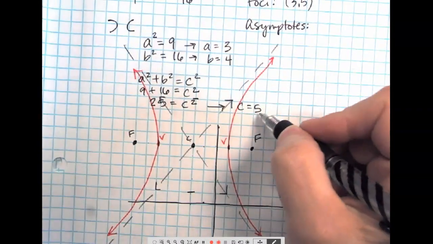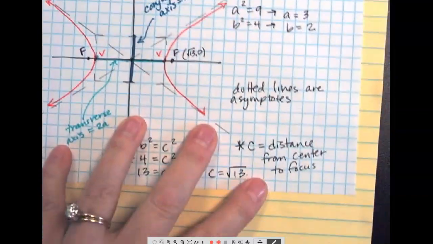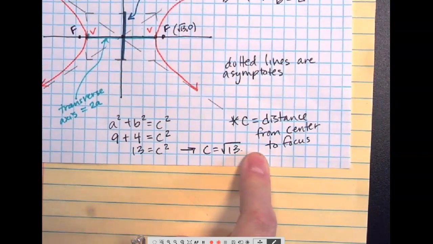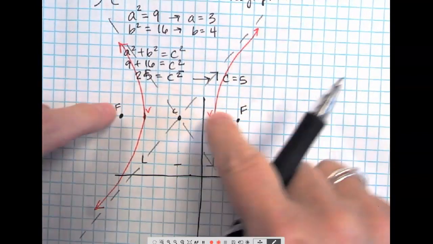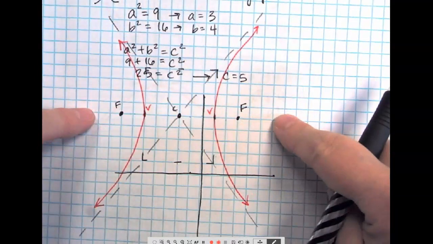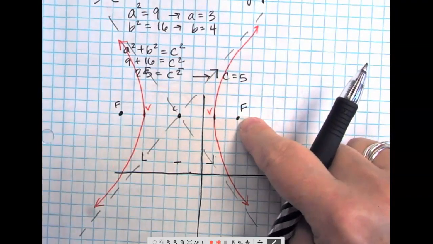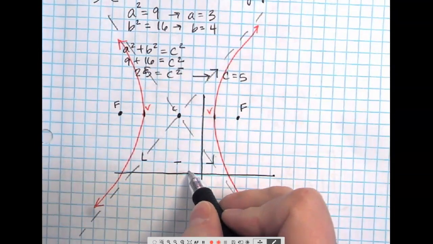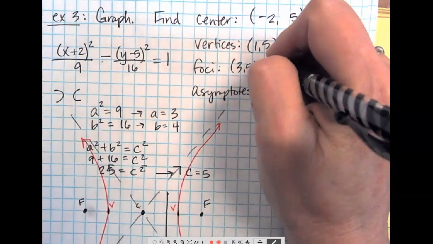Okay, so I figured out the c value, that was 5. And then I have to realize that c is the distance from the center to the focus, and the foci are inside the curves. So I wouldn't go this way 5, I wouldn't be inside the curves. I go this way. And then once I plotted them, I had to figure out what the point was. So this one is negative 1, 2, 3, 4, 5, 6, 7, 5.